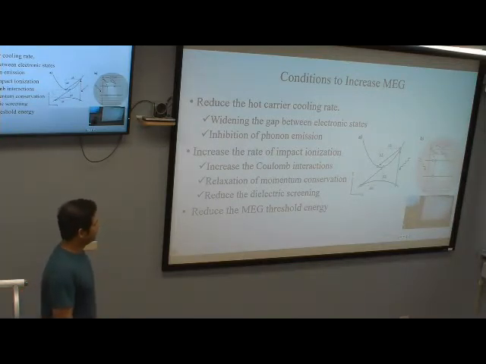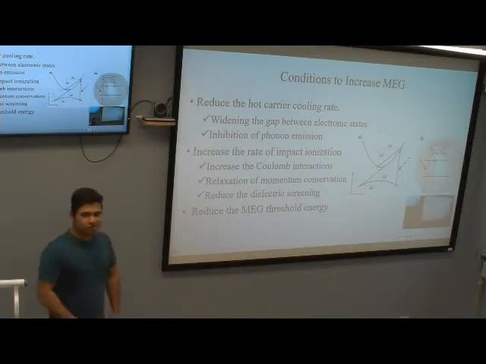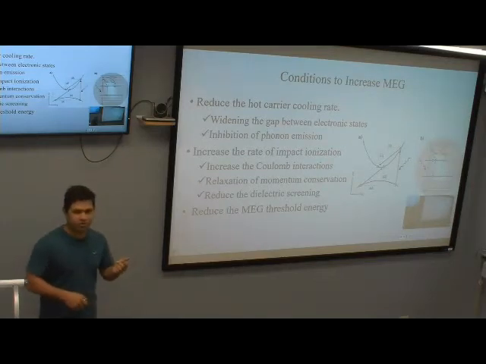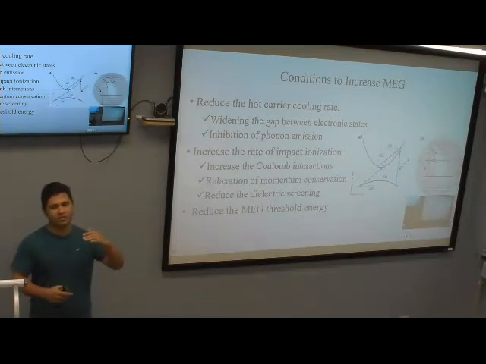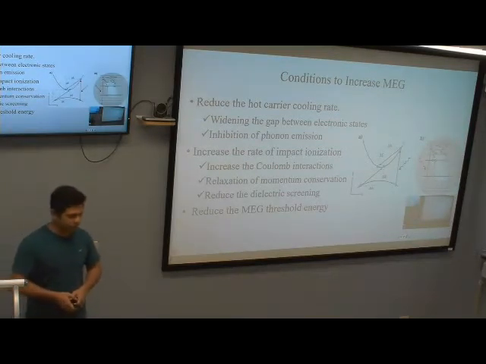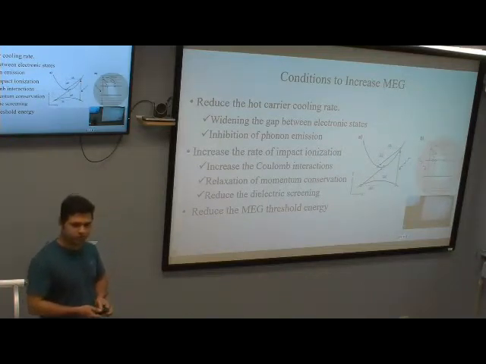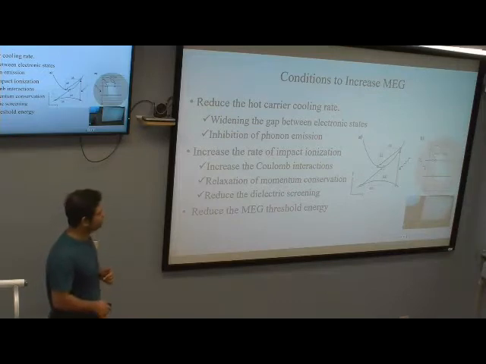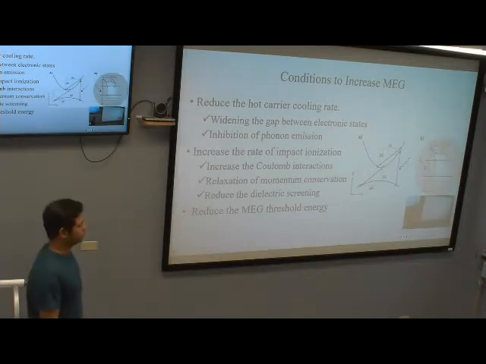So threshold energy is the minimum excitation energy to get the MEG. As she mentioned, in bulk materials like lead selenide, you need to excite a minimum of 5 times the band gap to get the MEG process, carrier multiplication. So it's a very huge energy in this case. In nanomaterials, it's reduced to about 2.6 to 2.2 band gaps.